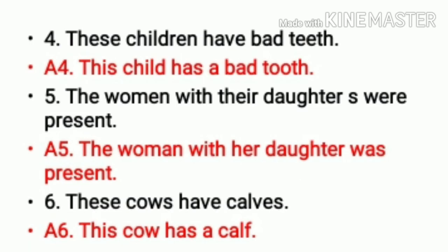The fourth one, these children have bad teeth. Your answer will be this child has a bad tooth. Fifth one, the women with their daughters were present. So your answer will be the woman with her daughter was present.